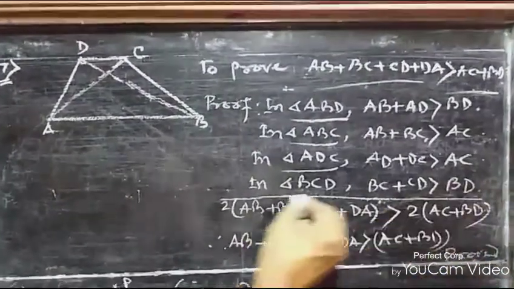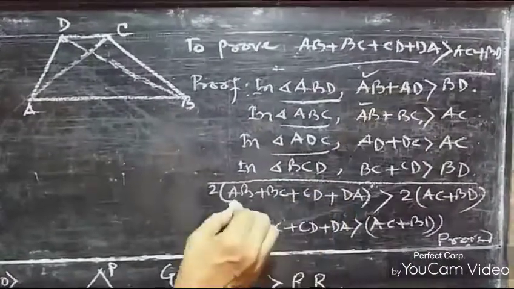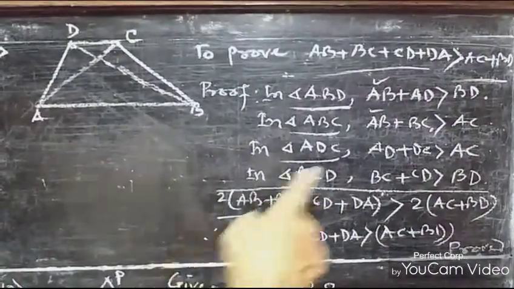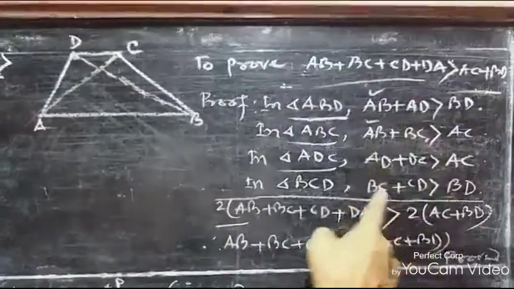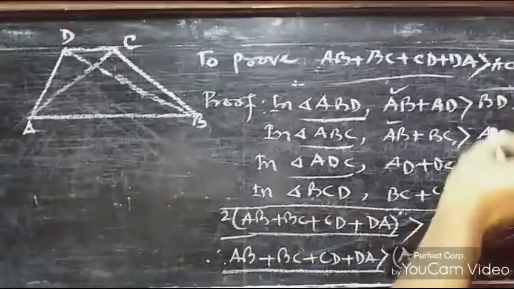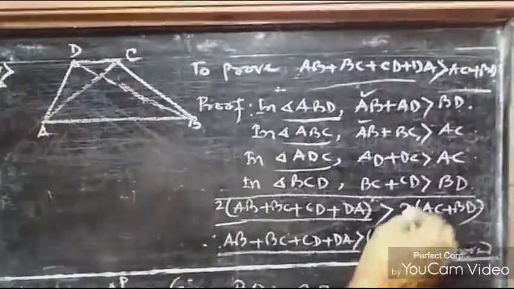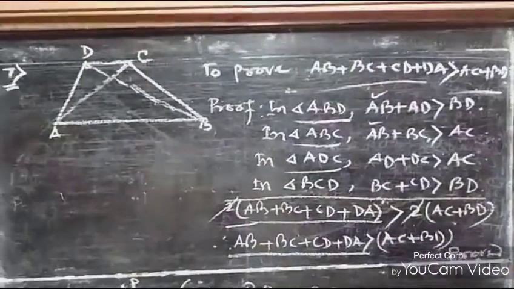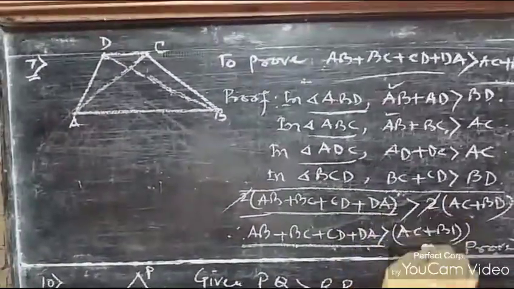Now add all these. See here, AB plus AB is 2AB, I am taking 2 as common. BC also 2, CD also 2 and AD also 2. And here also 2AC and 2BD. Taking 2 as common on both sides, the 2 will cancel, and the remaining is AB plus BC plus CD plus DA is greater than AC plus BD.